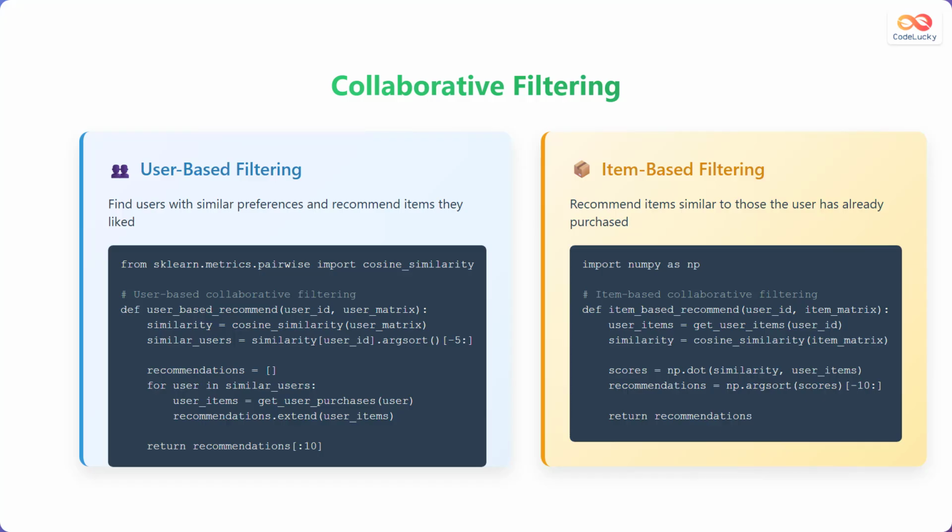It recommends items similar to those the user has already purchased. Again, import numpy as np. Then define a function item_based_recommend, passing in user ID and item matrix. The user items is equal to get_user_items for that user ID. Calculate the similarity using cosine similarity on the item matrix. The scores are np.dot of similarity and user items. The recommendations are np.argsort of scores, the last 10. Return those recommendations.